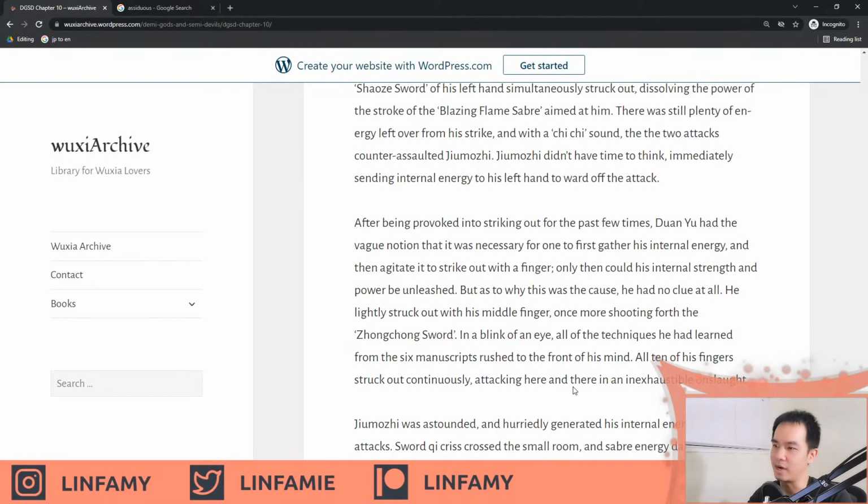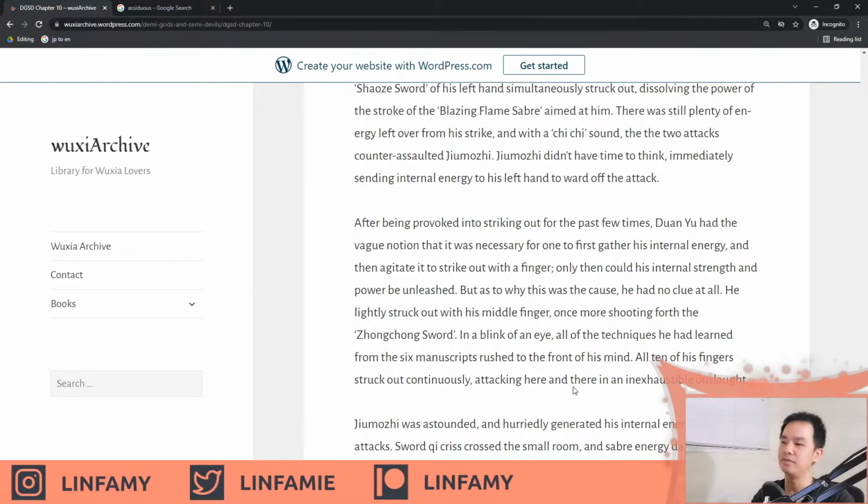After being provoked into striking out for the past few times, Duan Yu had the vague notion that it was necessary for one to first gather his internal energy and then agitate it to strike out with the finger. Only then could his internal strength and power be unleashed. But as to why this was the cause, he had no clue at all. He lightly struck out with his middle finger, once more shooting forth the Zhong Chong sword.